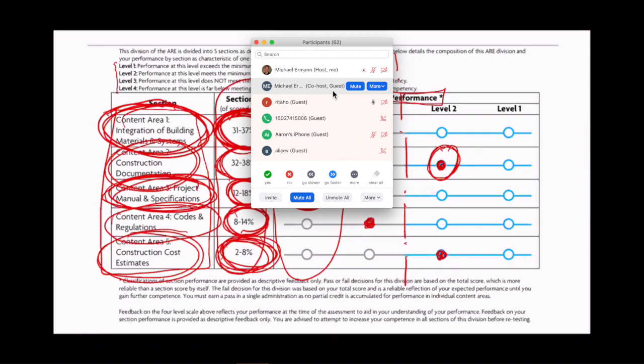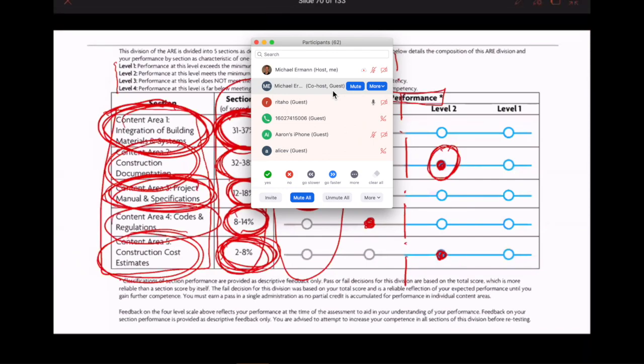Hi, Michael. This is Rita. I have a quick question. For area number 5, construction cost estimate, would you recommend that we study for that area? Even though it's a small percentage, myself and others that I know got a pretty low level on that one, like a 3 or 4. So your guidance or your advice would be much appreciated.